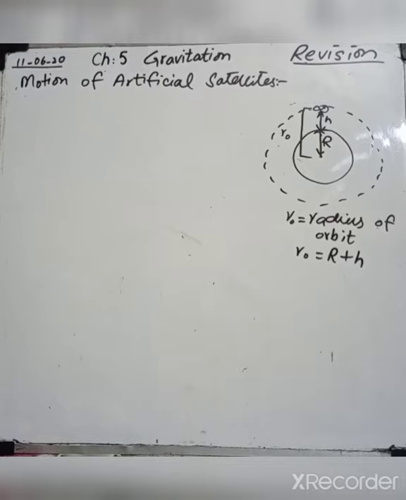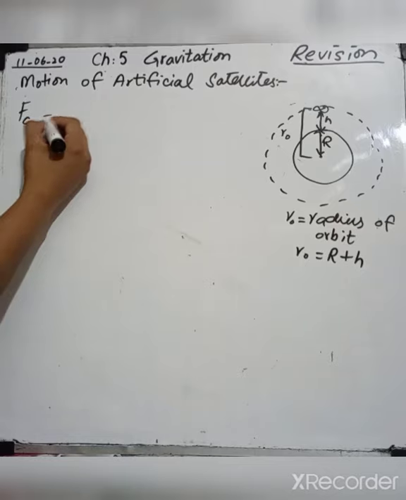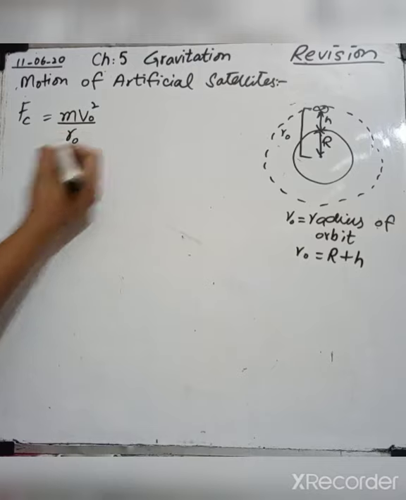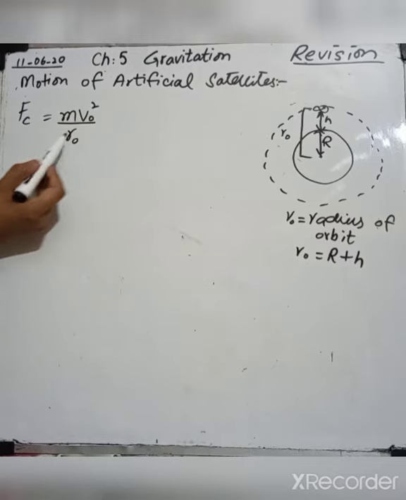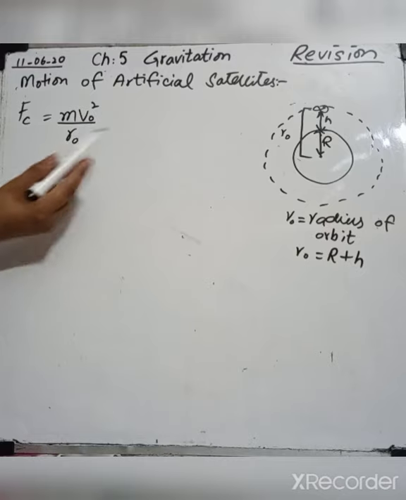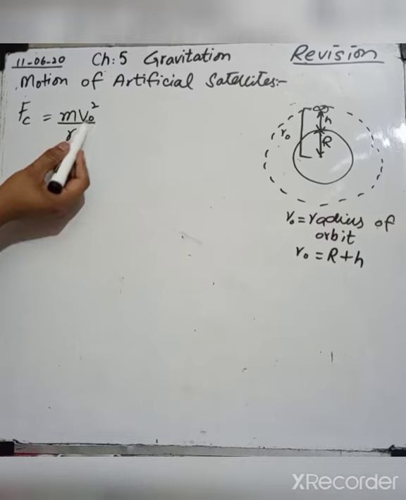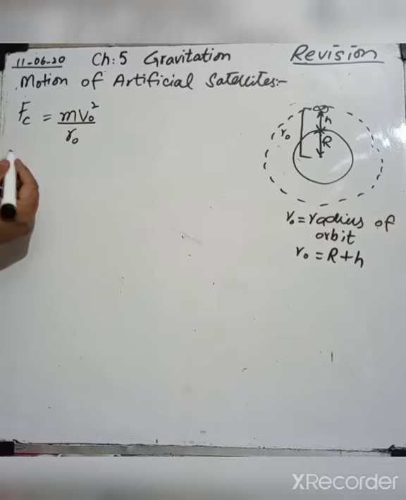satellite is revolving. For this satellite to revolve around the earth, centripetal force is required, which is given by mv0 square divided by r0. Here we have written v0 and r0. Why? Because O stands for orbit here. Thus the satellite is orbiting, so we can write v0 and r0 here.